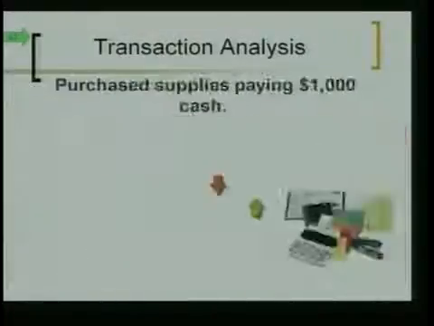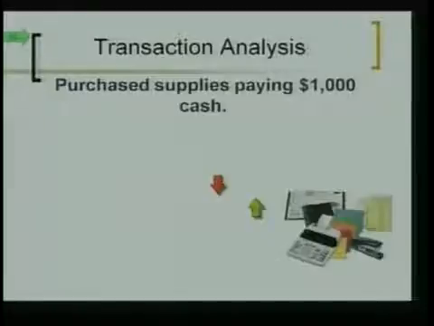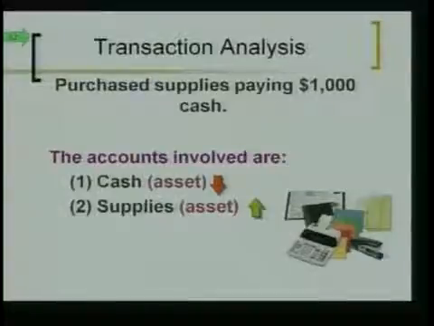Let's look at another transaction. Let's say they purchased office supplies and they paid $1,000 cash. Well, what would be the accounts that are affected? Well, cash would go down, right? And supplies would go up. Now, supplies are things like binders, Post-it pads, staples, pencils, stuff like that.